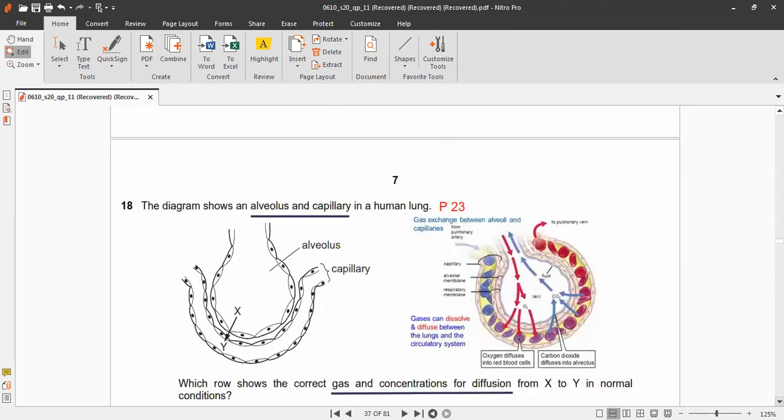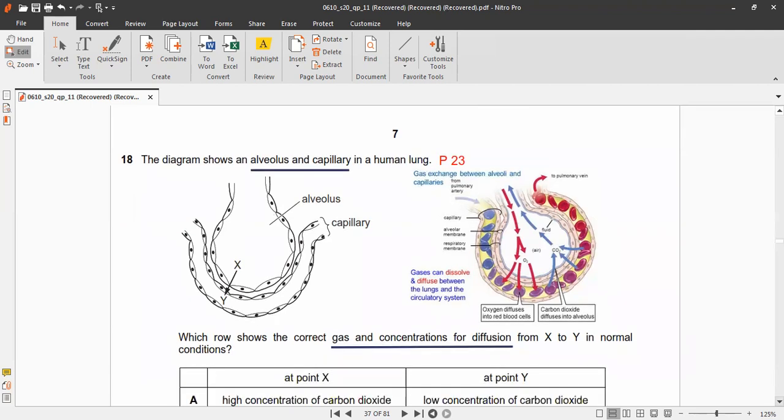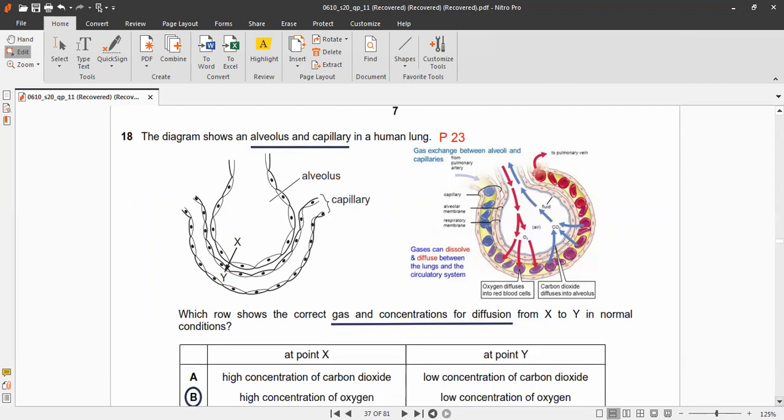The diagram shows an alveolus and capillary in a human lung. Which row shows the correct gas and concentration for diffusion from X to Y in normal conditions? Yes, X, high concentration of oxygen, and Y, low concentration of oxygen, because oxygen diffuses into red blood cells from higher concentration to lower concentration.